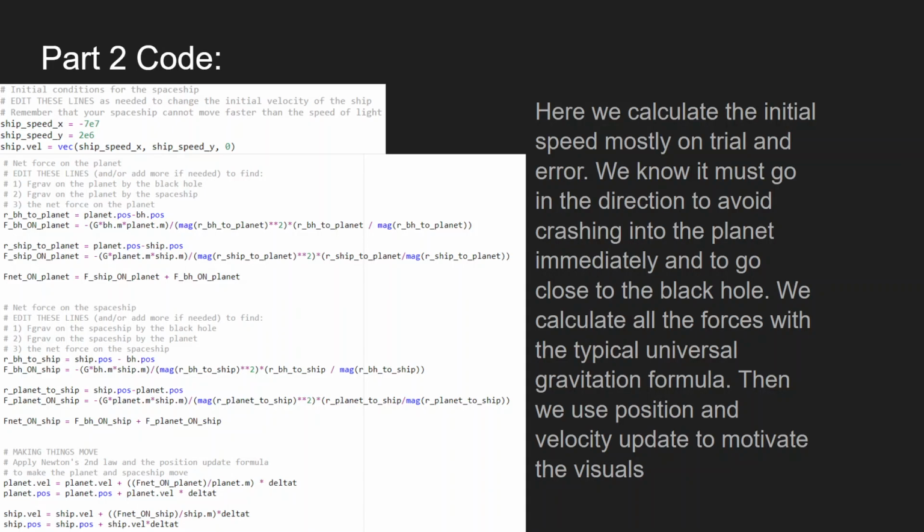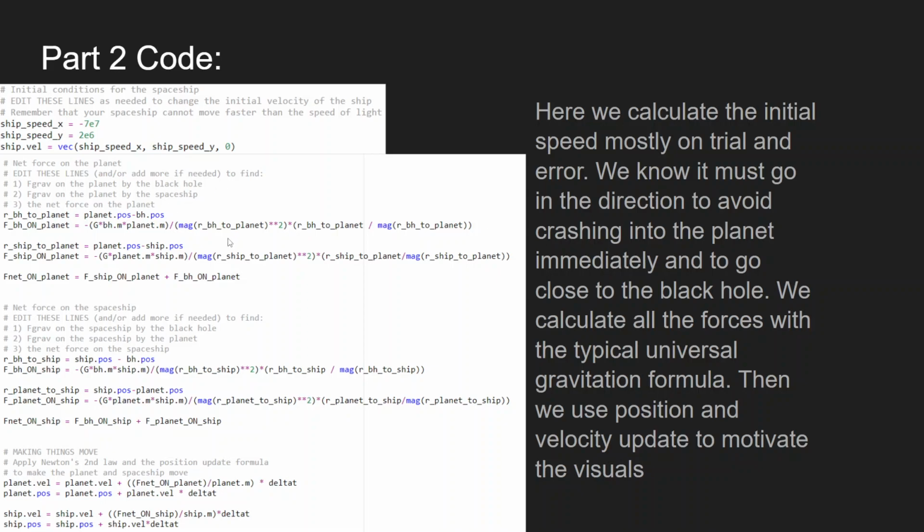Part 2, here at the top, we're going to first look at the ship's speed. This was obtained mostly through trial and error, though the ship X had to be sufficiently large, otherwise we would immediately get the crash into the planet error. I think it only even started working at like -2 E7. And then obviously it needs to go up a little bit to not run straight into the black hole. The second number was gotten mostly because I wanted it to scale somewhat similarly to the first number.